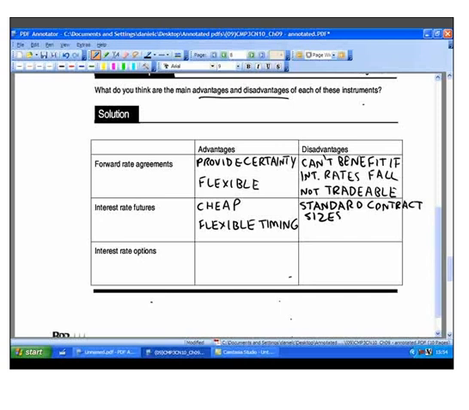And as we saw, with futures, you do run basis risk. You run the risk that the price of the future may not accurately reflect the interest rates in the real world.